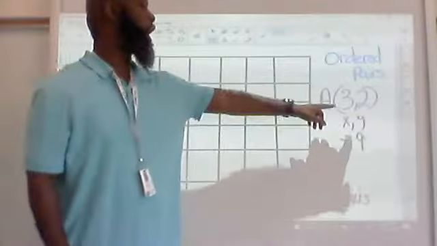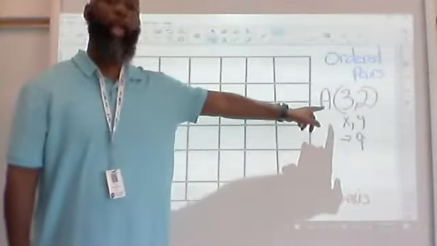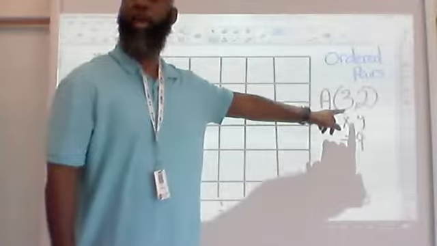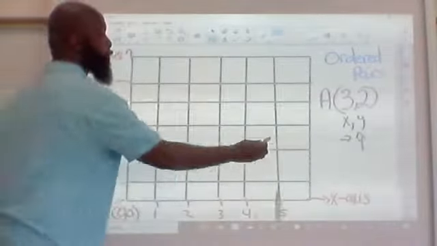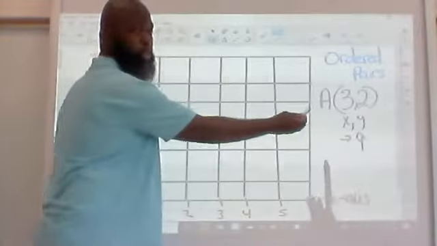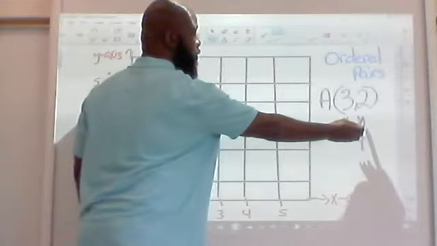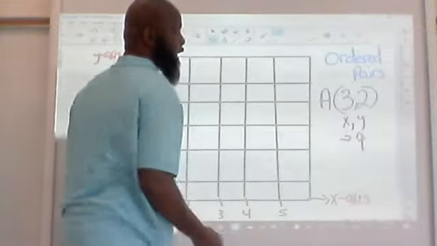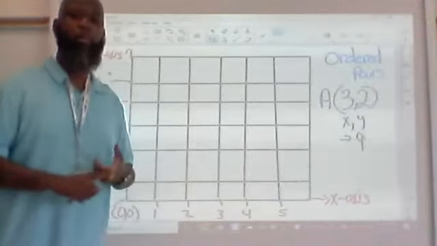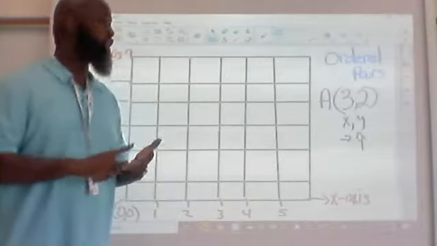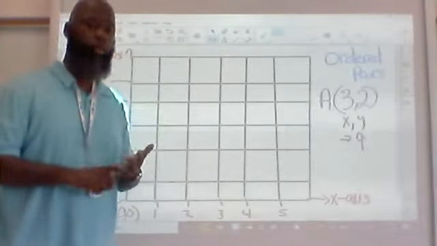Over here, we're going to plot our point, which is called A. And our ordered pair for A is going to be 3, 2. All right? So 3 is my x coordinate because it's first. 2 is my y coordinate because it's second. X always comes before y. No matter how big the number is, if it's bigger or smaller, the x always comes before the y.